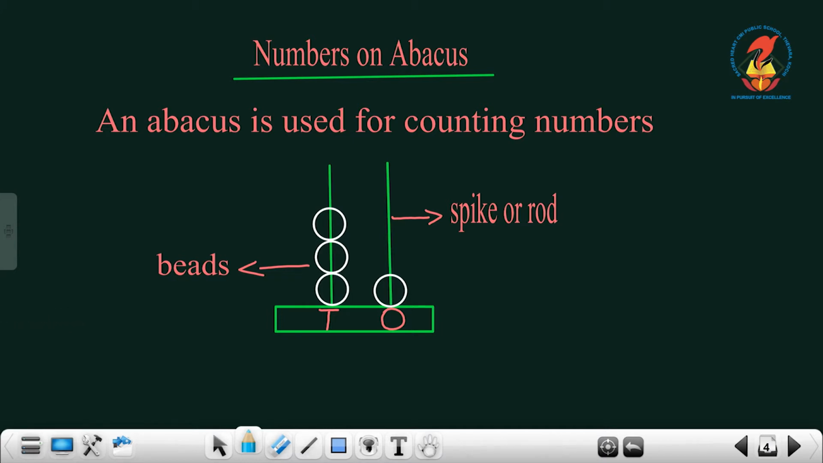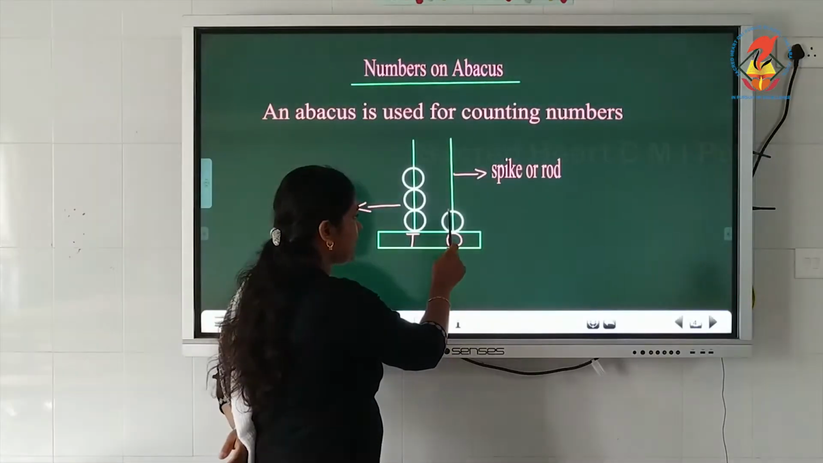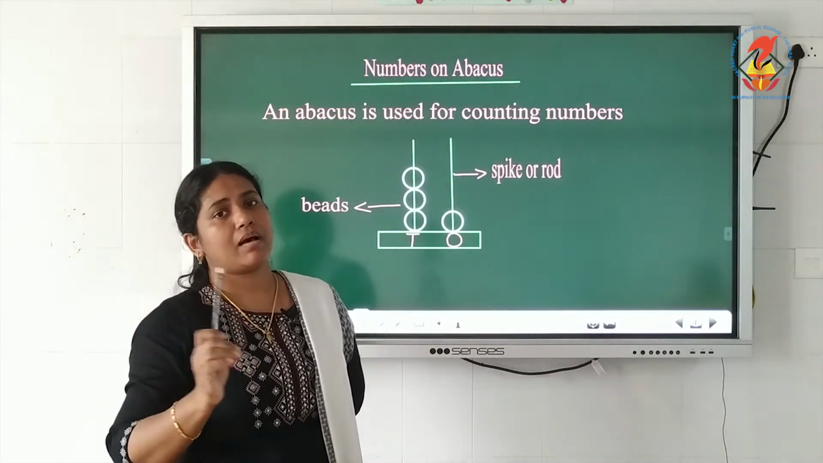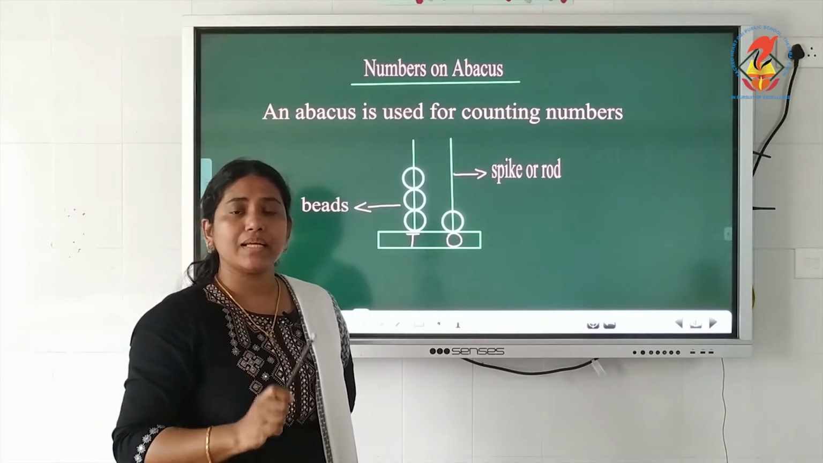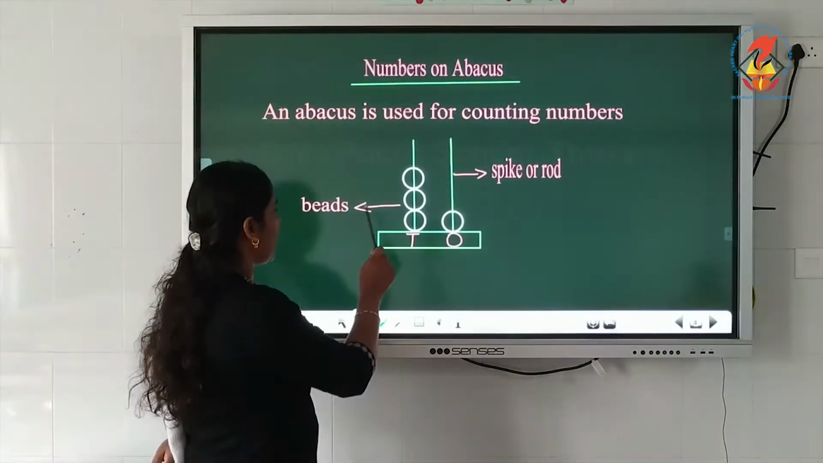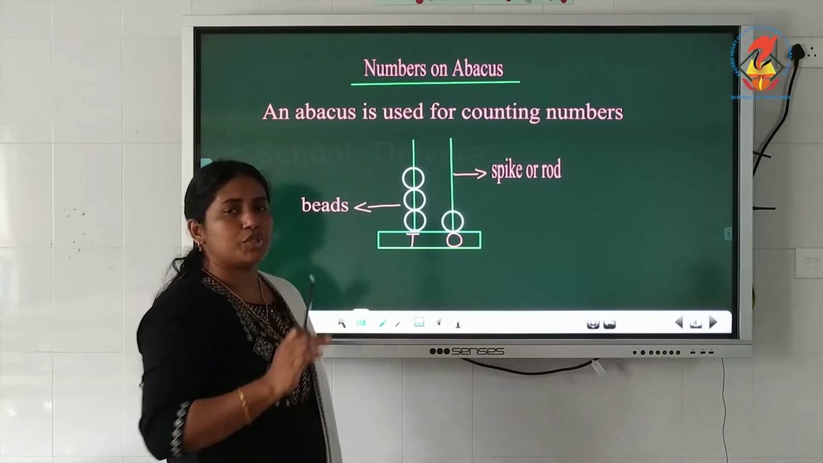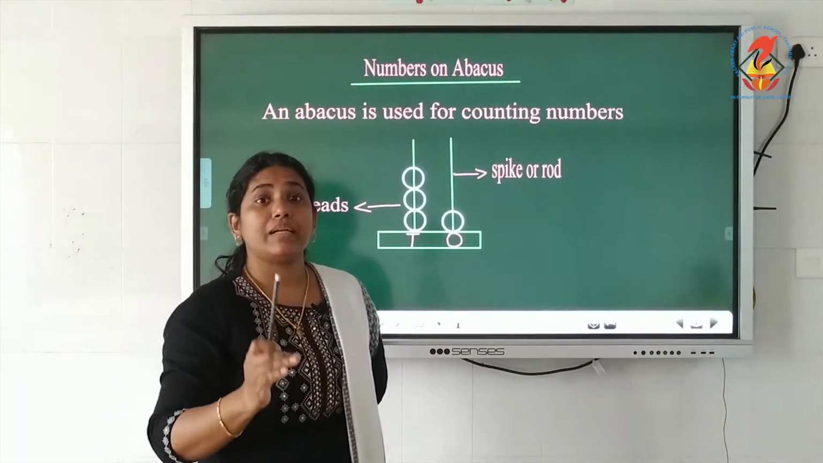Okay, and on ones place, on this rod, how many beads are here? Only one bead, is it? So the ones place, each bead shows how many ones are there. Each bead shows the ones number, and here on tens place, each bead shows the number of tens.